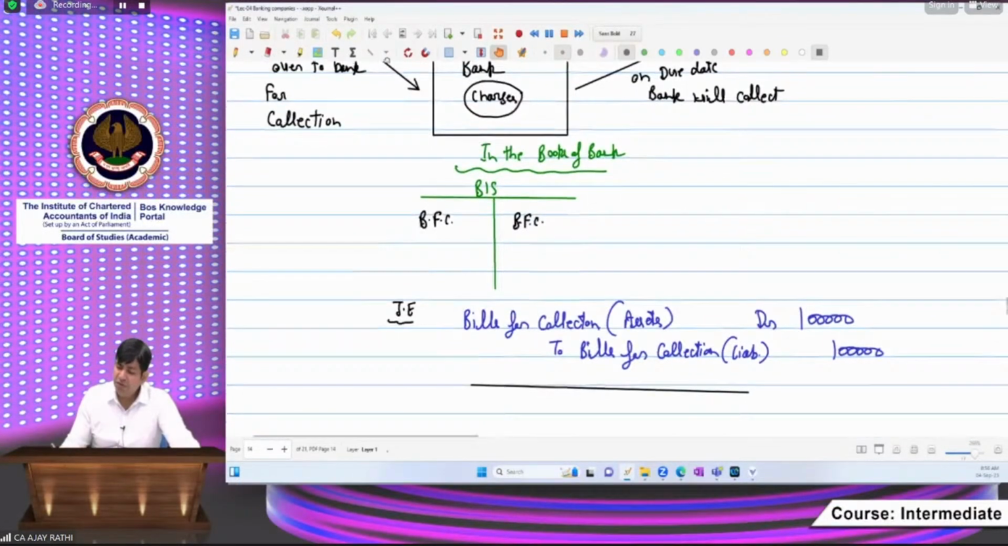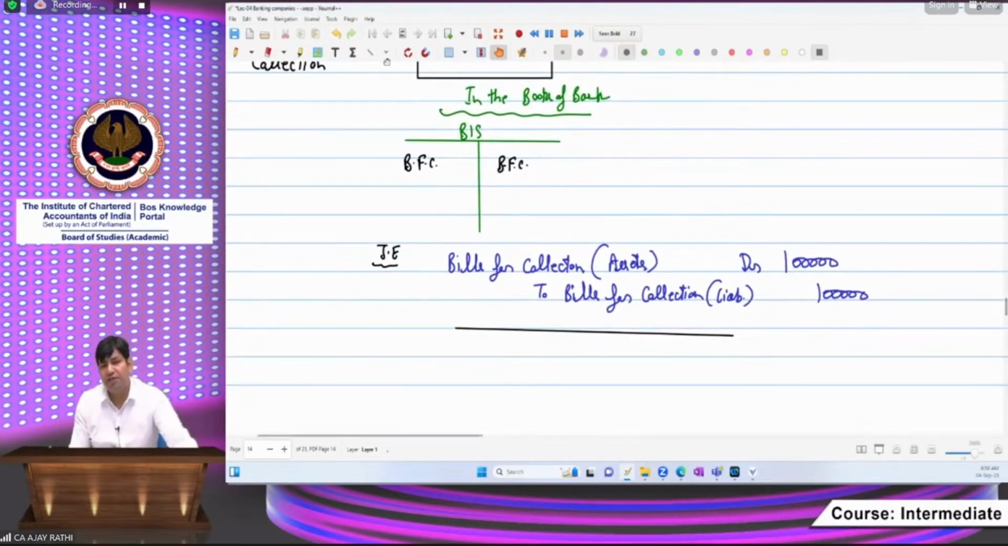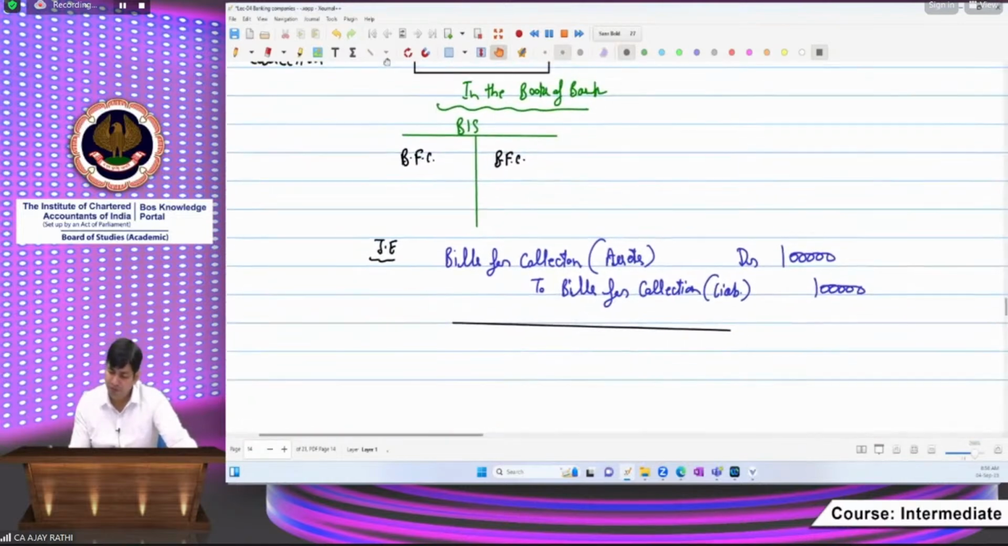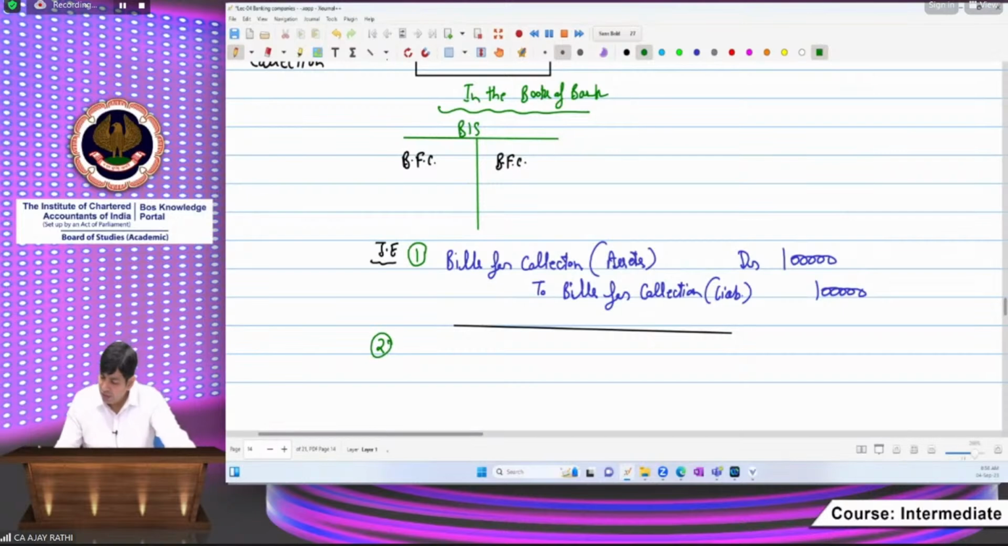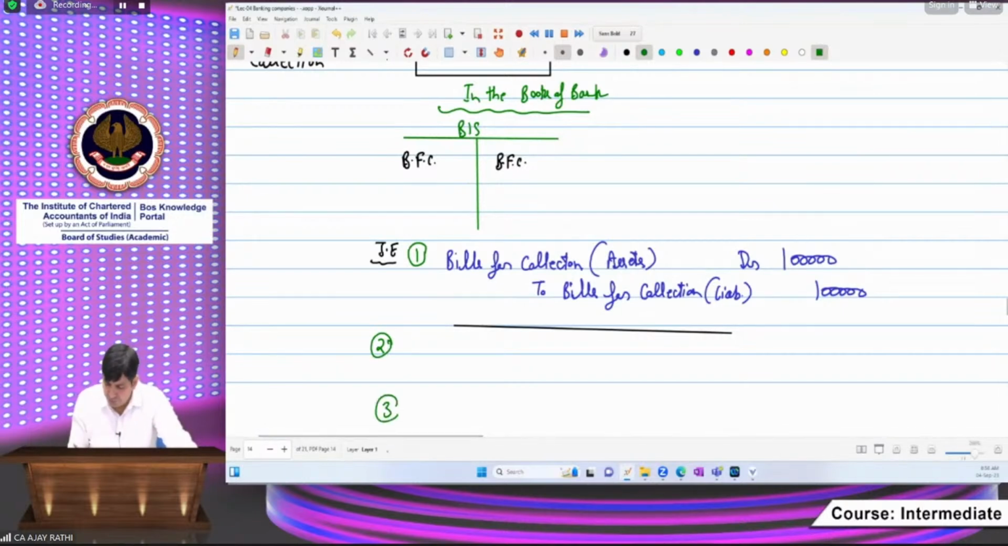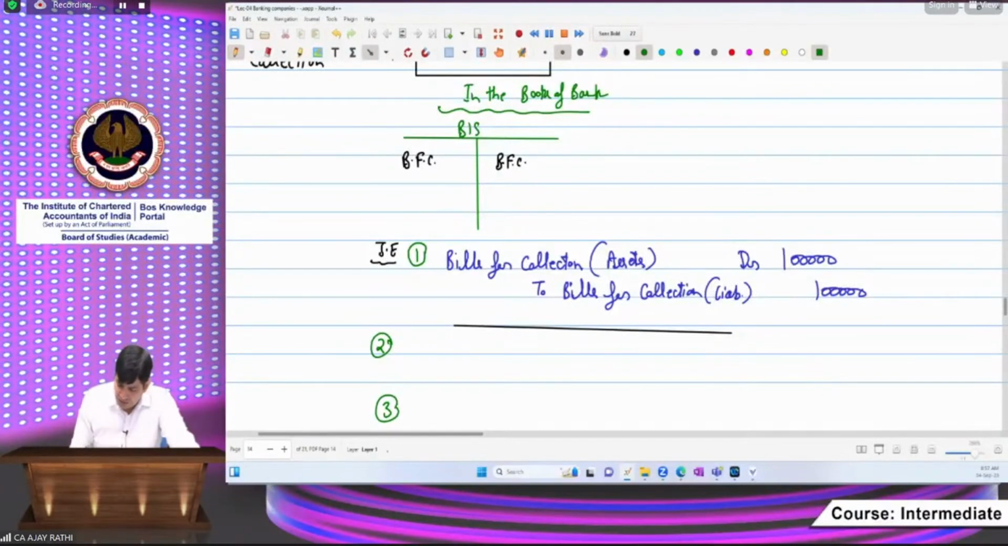Now such an entry will be shown on both of the sides. Sir, what will happen? If such a bill has been collected, okay, just give a heading. This is journal entry number 1. Now, journal entry number 2 and journal entry number 3 also. There may be either of such entries, either 2 or 3.